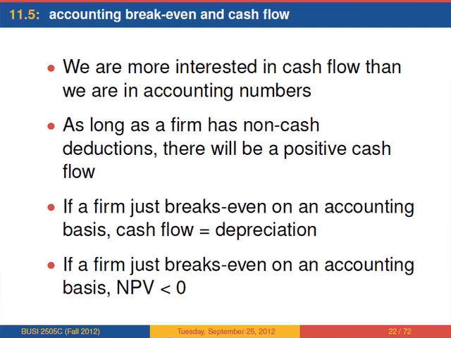So, cash flow is a lot more important than accounting. It's the operating cash flow that makes the net present value of your project equal to 0. The star represents break-even operating cash flow. What is the operating cash flow that makes the net present value equal to 0? If a company just breaks even on an accounting basis, it means that the cash flow is just enough to cover the depreciation.